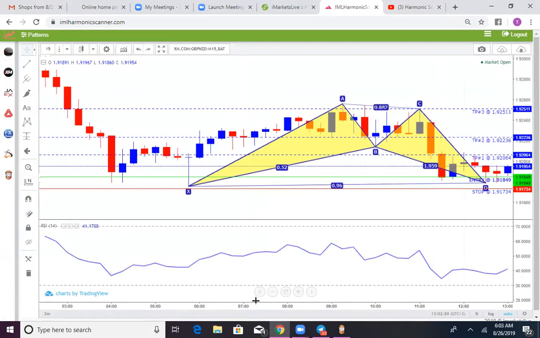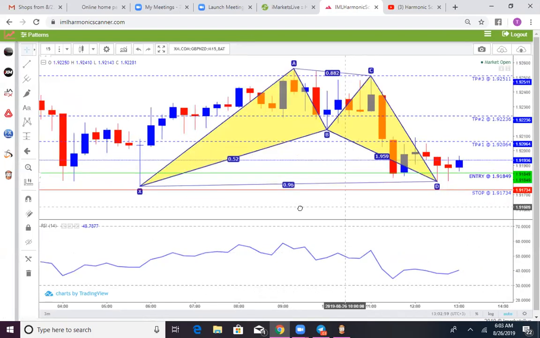I'm just going to go over how I get up in the morning and take a look at the harmonic scanner and look for potential trade setups.